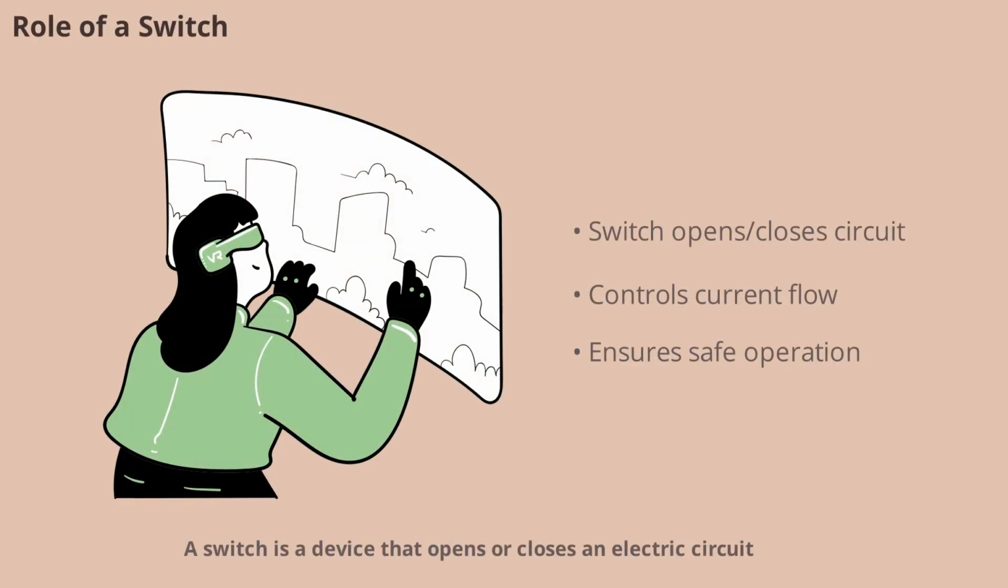A switch is a device that opens or closes an electric circuit, controlling the flow of current. When the switch is on, it completes the circuit, allowing current to flow. When off, it breaks the circuit, stopping the flow. Switches are essential for safely operating electrical devices, giving us control over when and how electricity is used.